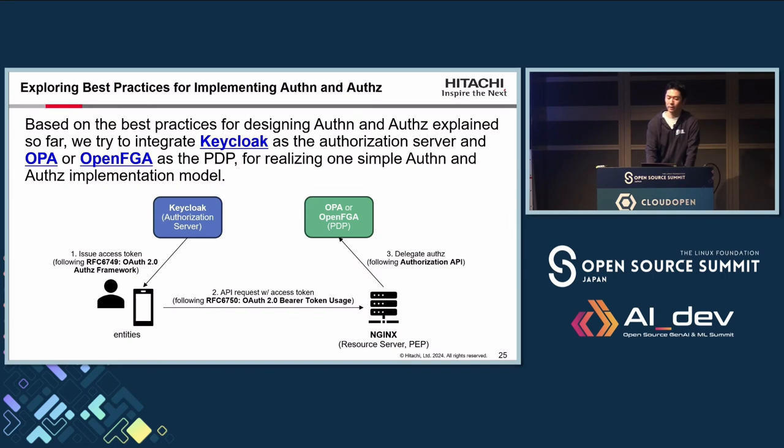Based on the best practices for designing authentication and authorization explained so far, we try to integrate Keycloak as an authorization server and OPA or OpenFGA as the PDP, and realize one simple authentication and authorization implementation model. This figure shows the flow. First, Keycloak issues an access token by following RFC 6749, OAuth 2.0 authorization framework. Then the entity requests APIs with the access token by following RFC 6750, OAuth 2.0 bearer token usage. And finally, the resource server, for which we use NGINX, delegates authorization to OPA or OpenFGA.